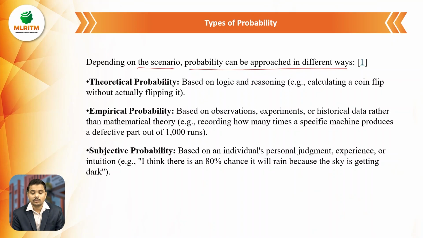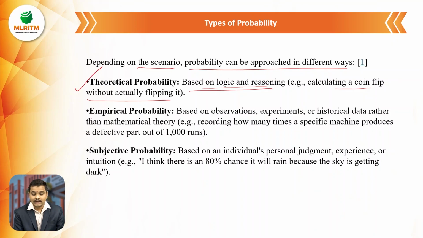That is theoretical probability, empirical probability, and subjective probability. What are the theoretical, empirical, and subjective probabilities? Theoretical probability is based on logic and reasoning. Example: calculating a coin flip without actually flipping it. You have to apply logic and find the probability; that is nothing but theoretical probability.